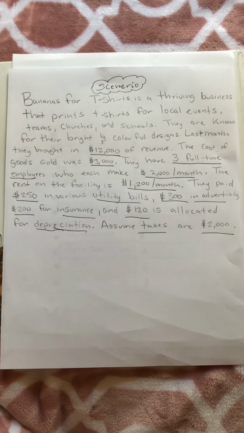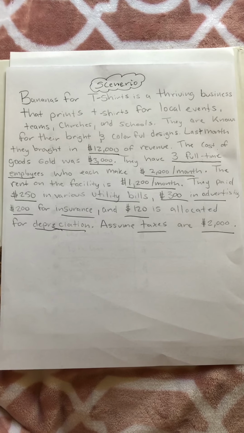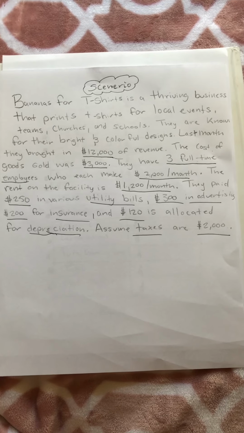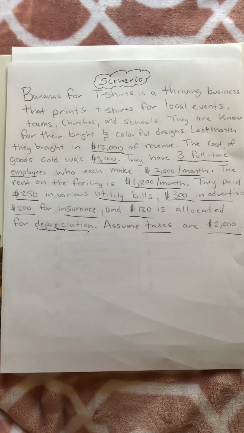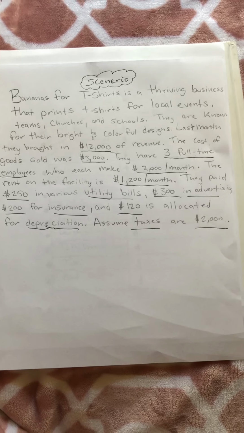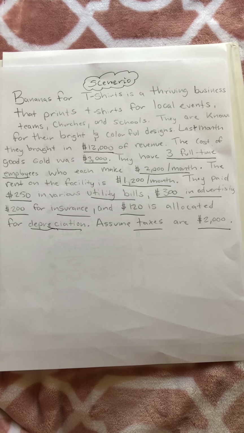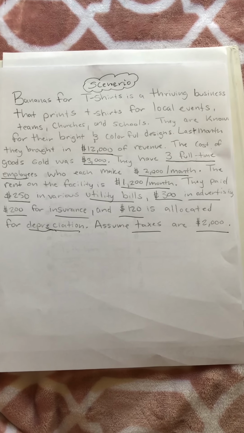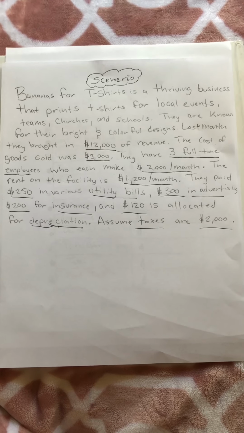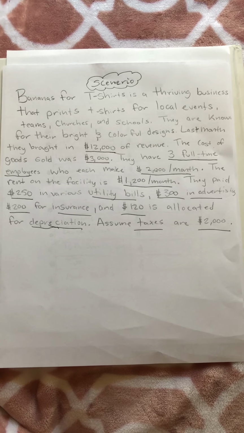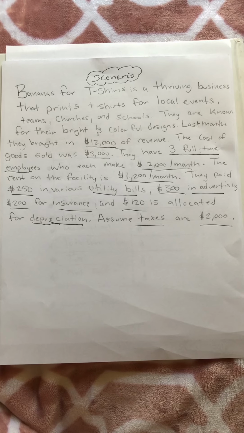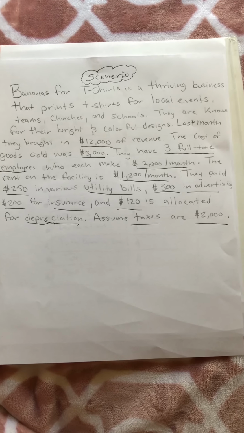So Bananas for T-shirts is a thriving business that prints T-shirts for local events, teams, churches, and schools. They are known for their bright and colorful designs. Last month, they brought in $12,000 of revenue. The cost of goods sold was $3,000. They have 3 full-time employees who each make $2,000 a month. The rent on the facility is $1,200 a month. They paid $250 in various utility bills, $300 in advertising, $200 for insurance, and $120 is allocated for depreciation. Assume taxes are $2,000.